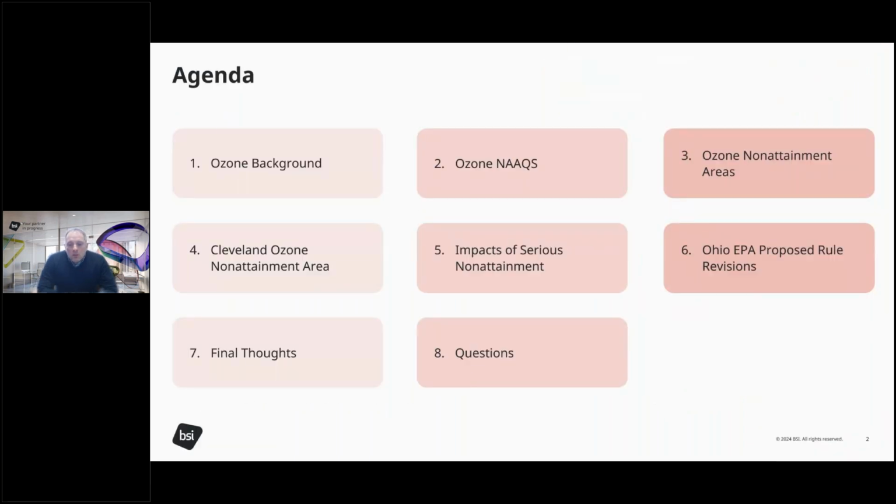So the goal of the webinar is to provide an overview of the 2015 Ozone Standard and non-attainment designations, and then discuss potential impacts to companies in the Cleveland area resulting from the reclassification of the area to serious non-attainment.